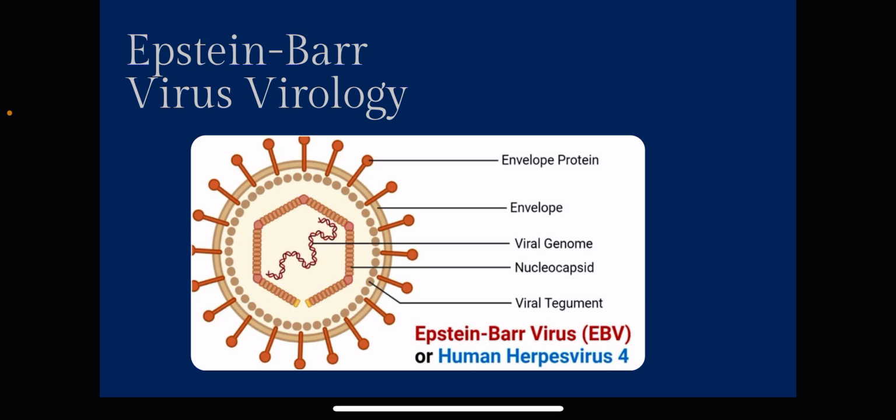The viral genome core, which is inner to the nucleocapsid, is double-stranded DNA. It contains genes like LMP1 and EBNA2, which are responsible for B cell proliferation, immune evasion, and oncogenesis. Epstein-Barr virus is also called human herpesvirus 4.